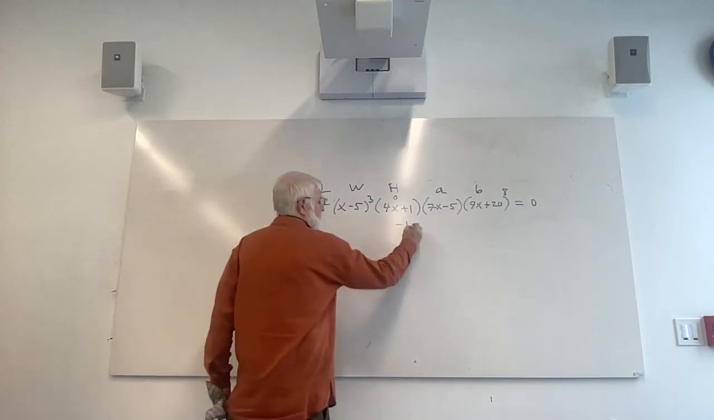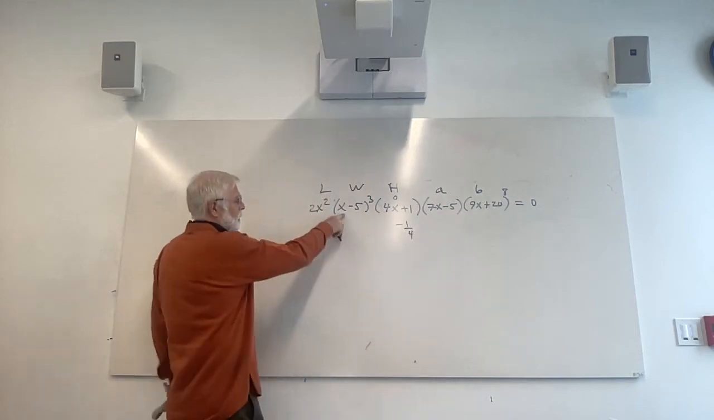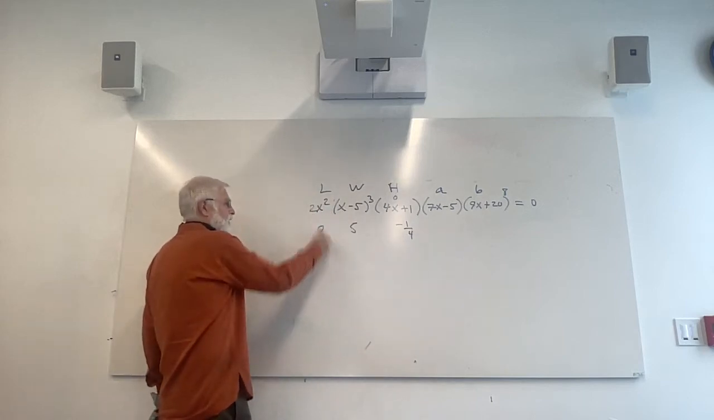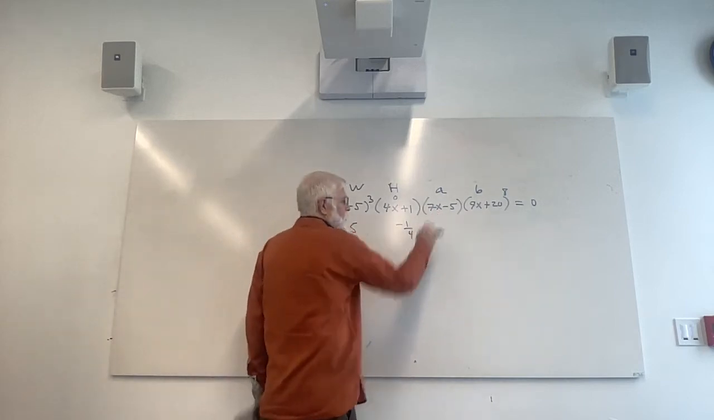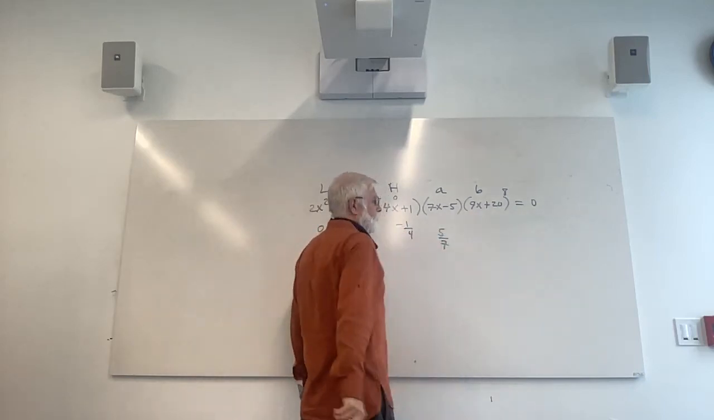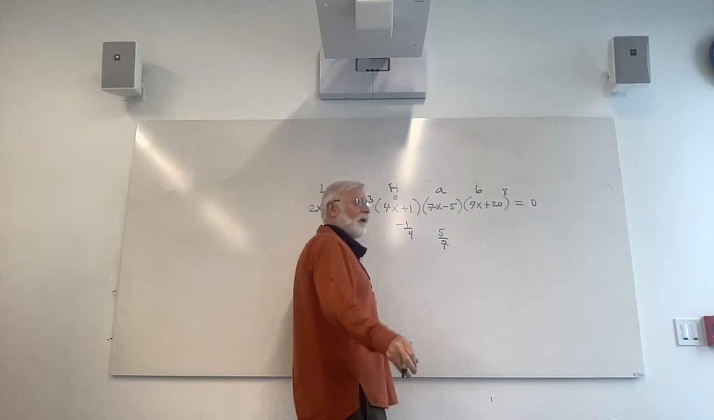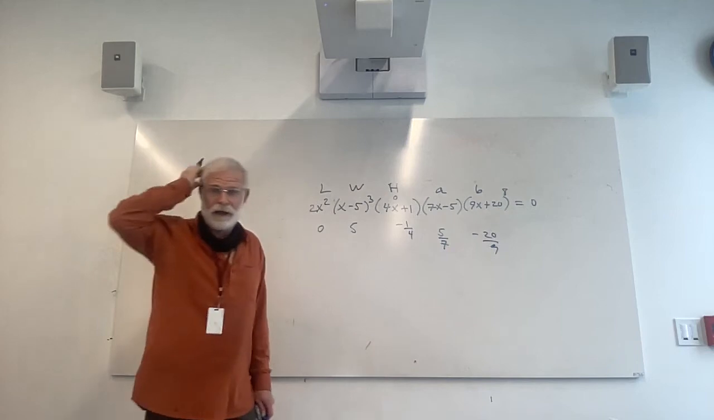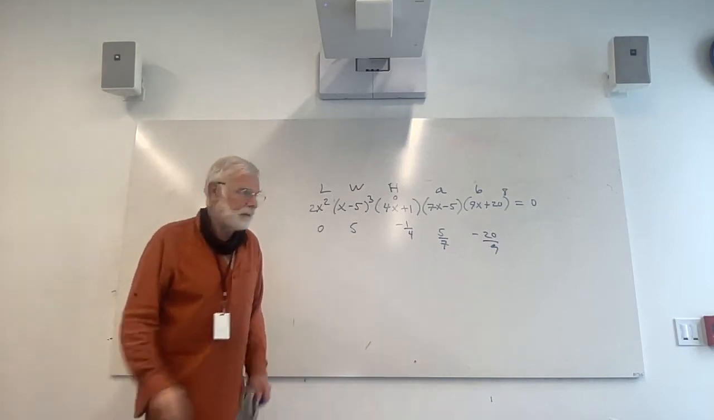So I hope you said minus 1/4 for that one. How about this one? You said 5. This one, hope you said 0. This one, hope you said 5/7. That one, pause a little bit. You can be pausing this all the time. Minus 20/9. Once you know what you're looking at, you don't have to work.